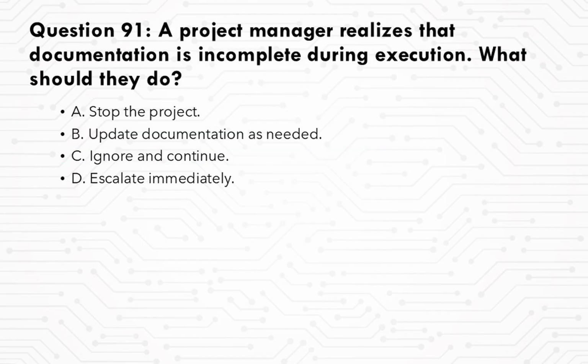Question 91. A project manager realizes that documentation is incomplete during execution. What should they do? A. Stop the project. B. Update documentation as needed. C. Ignore and continue. D. Escalate immediately. Answer: B. Documentation should be maintained continuously.